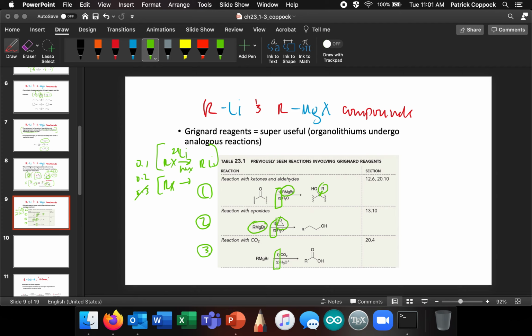You take this compound and you make a new carbon-carbon bond. This oxygen is this oxygen here. And you take carbon dioxide and you can make a carboxylic acid with it. There's your new carbon-carbon bond right there. So memorize those reactions and be prepared to use them in quizzes and exams. Good luck.